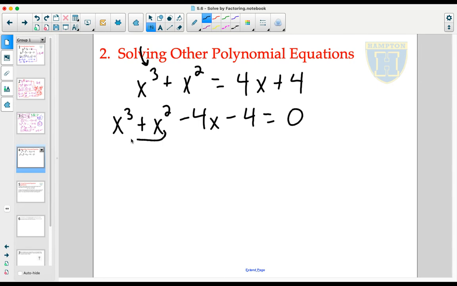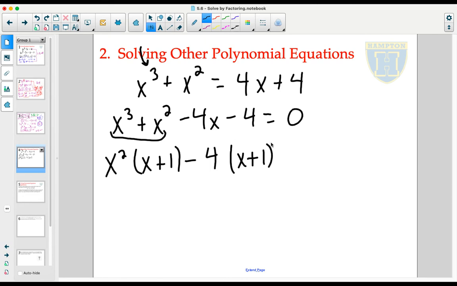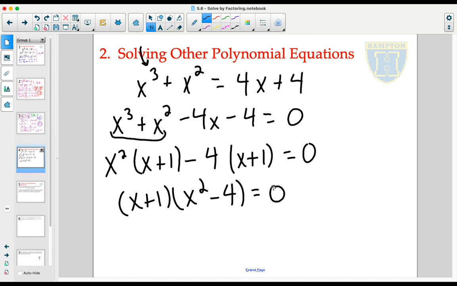So we look at the first 2 terms. They have a common factor of x squared, leaving behind an x plus 1. And in the second group, we want x plus 1 to be left behind. In order to do that, we need to take a negative 4. And all of that equals 0. We have a common binomial of x plus 1. We have those 2 smaller greatest common factors, x squared minus 4, and all of that equals 0.